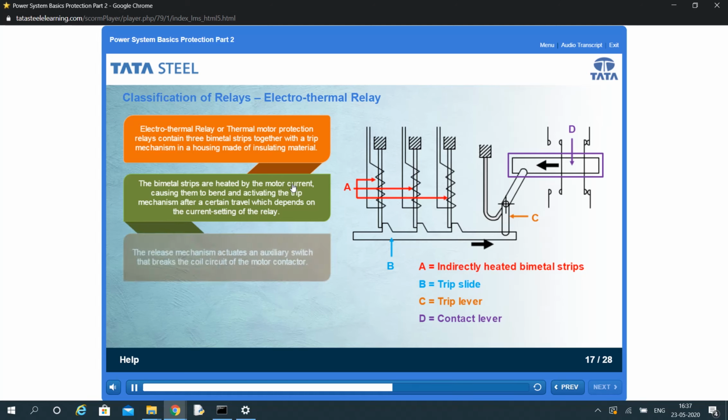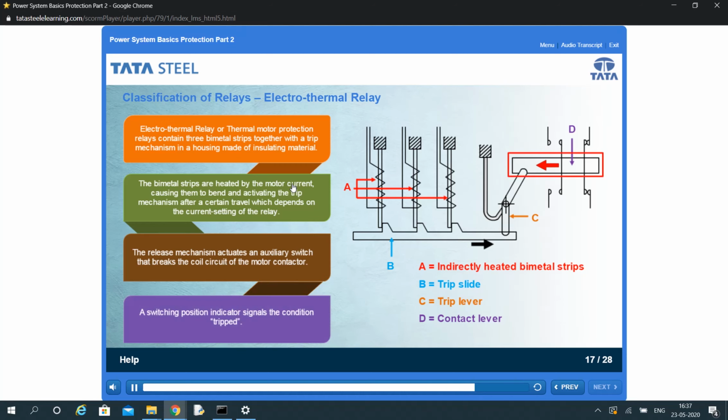The release mechanism actuates an auxiliary switch that breaks the coil circuit for the motor contactor. A switching position indicator signals the condition tripped. You can also see a compensation bimetal strip in the diagram.